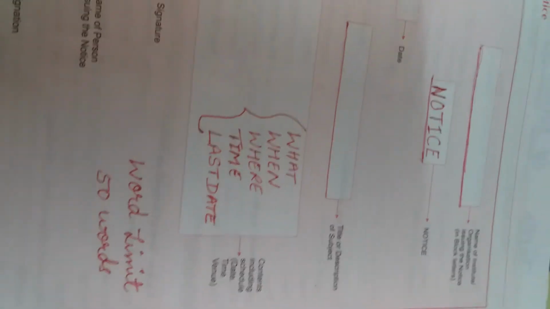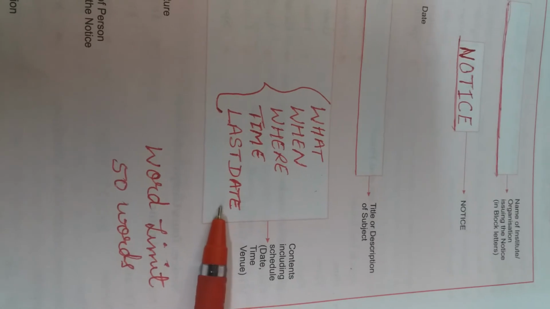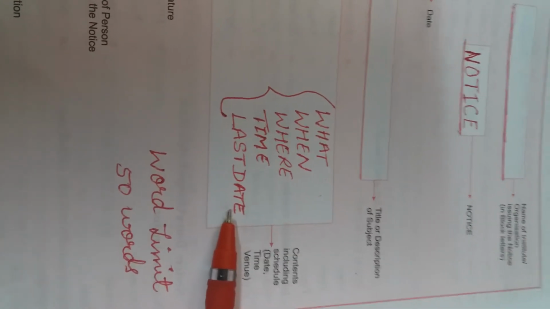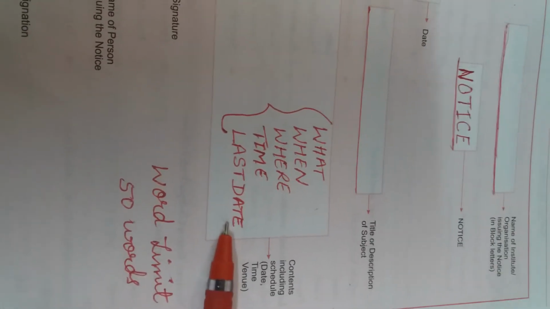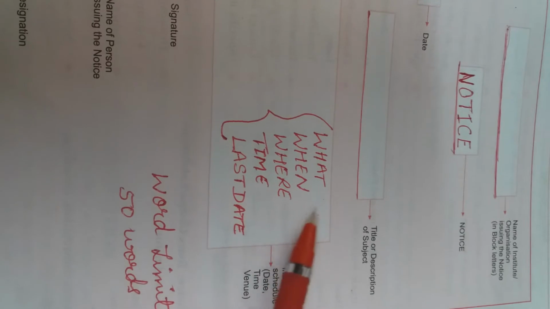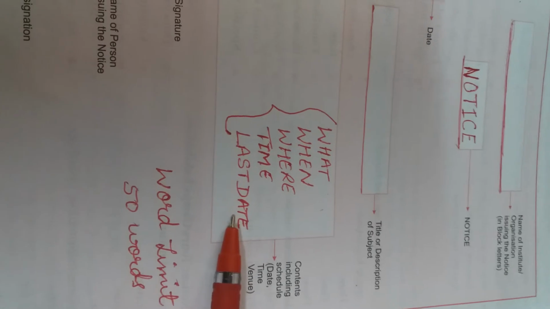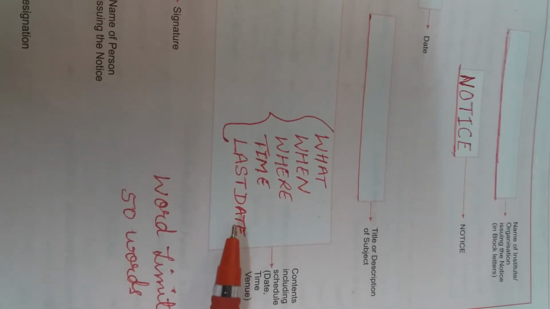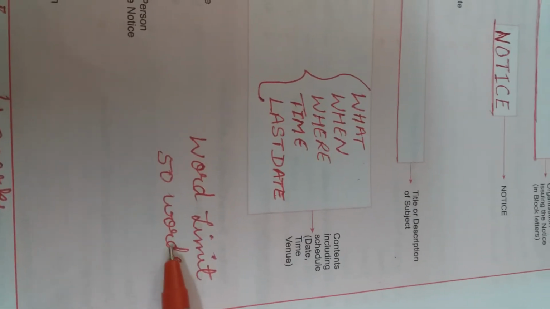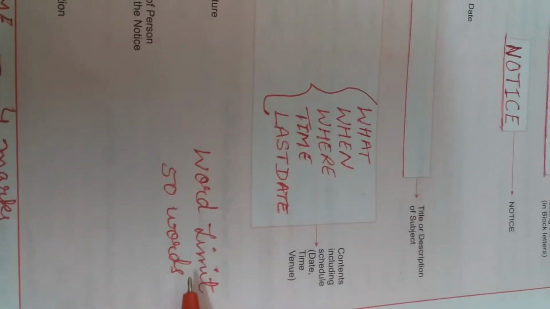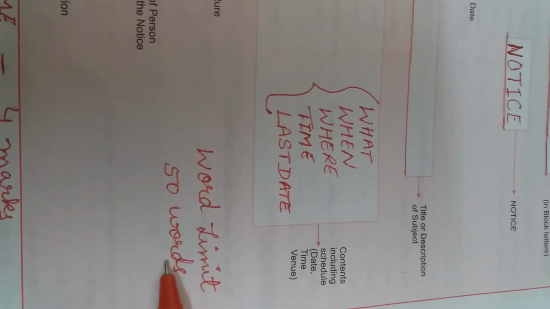Suppose we are conducting any competition, so to manage the competition we require beforehand how many people are participating and what are their names, so that we can organize it properly. These value points are common in every notice, but a few points may vary according to the type of notice. And the body of the notice should be within 50 words. There is a limit, children. We have to adhere to the word limit, so we should not cross 50 words.